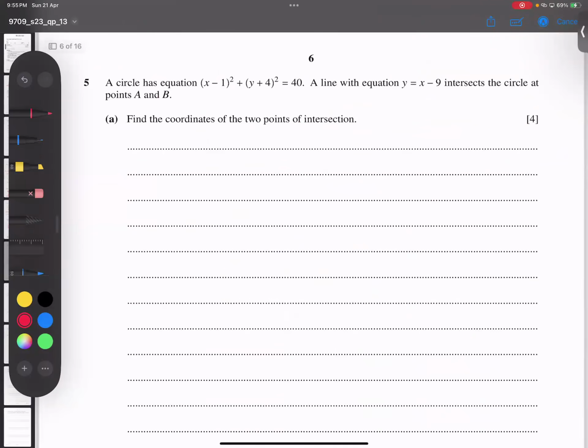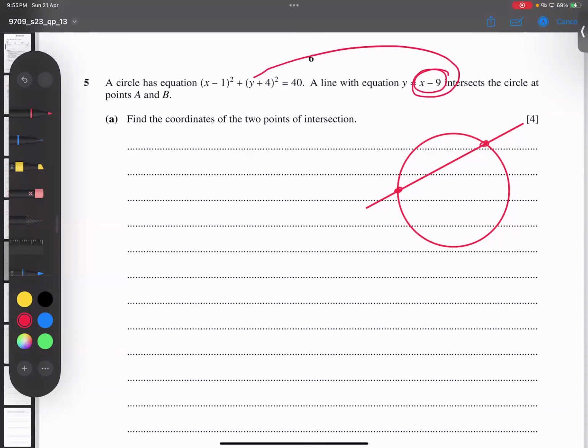Number 5. A circle has this equation given. Let me read the question first. A line with this equation intersects the circle at 2 points. So the situation is, students, a circle and a line intersecting at 2 points. So this is a point and this is a point. Whenever two things intersect, students, how do we do it? Solve them simultaneously. So this y value, I can plug in here, and I'm going to solve this one.